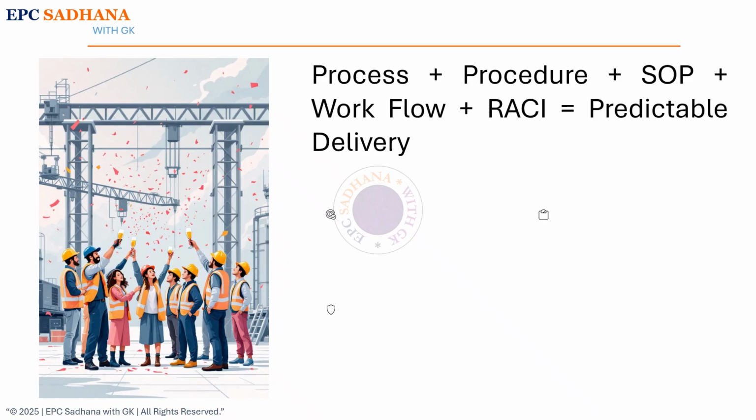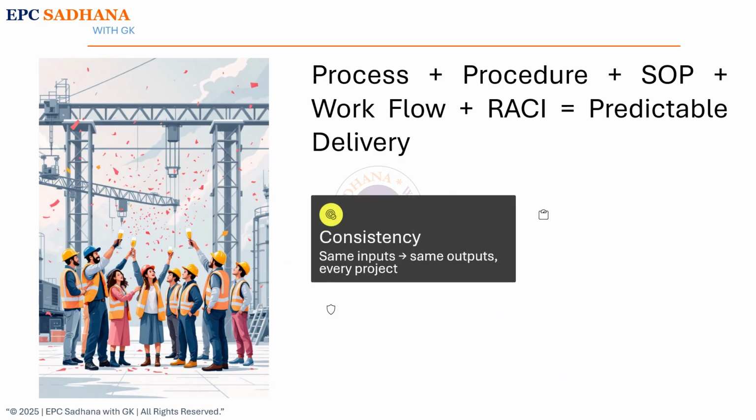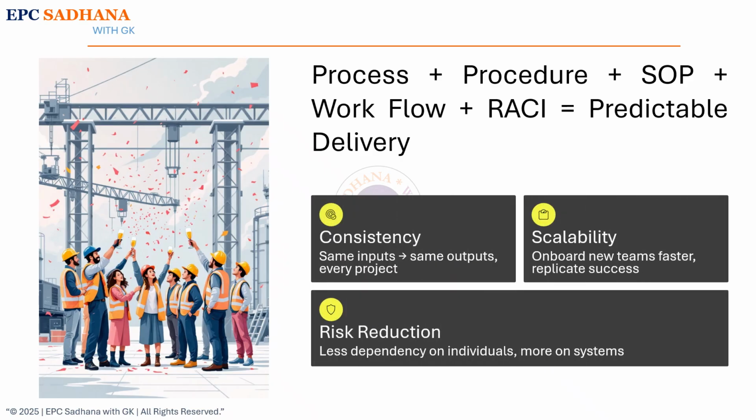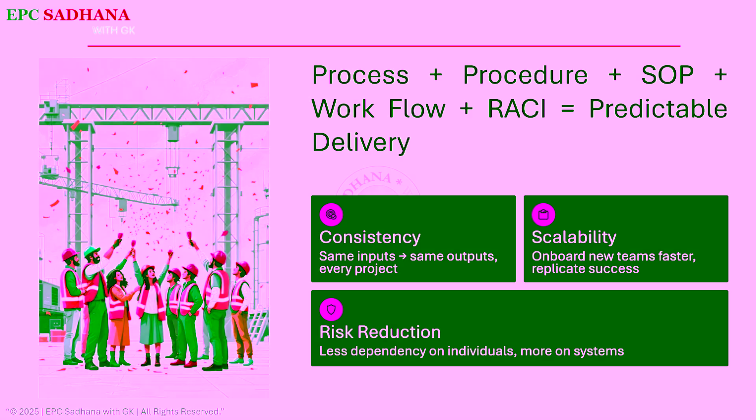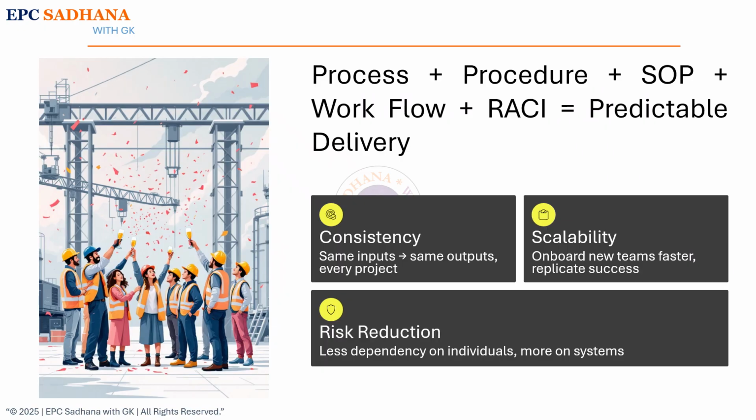Process plus procedure plus SOP plus workflow plus RASI. That gives predictable delivery. Simple EPC rule. Process without workflow is delay. Workflow without RASI is confusion. SOP without procedure, inconsistency. Procedure without process, no alignment. So everything must connect.